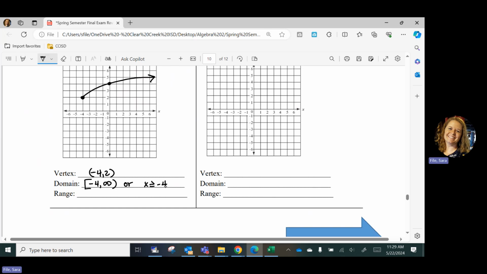For the range, same thing. You could do interval notation. The lowest y value there is 2, and it's included. So you could do bracket 2 to infinity because then it goes up forever. Or as an inequality, you could say y is everything greater than or equal to 2. Both of those are correct.